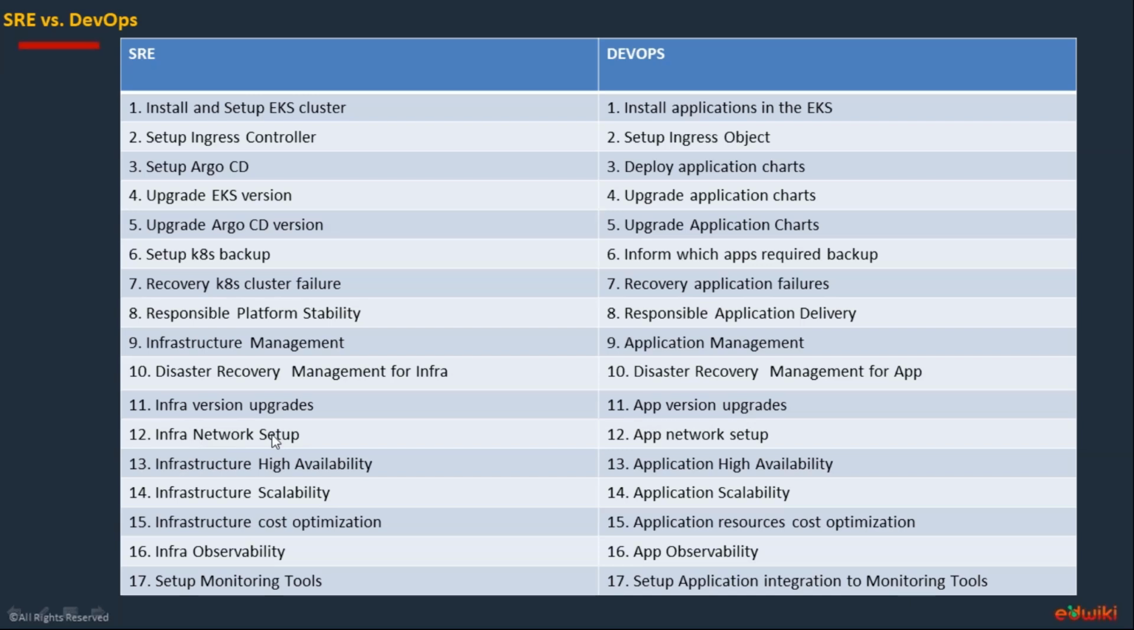Let's say the infrastructure network setup will be done by SRE, like how one EKS cluster is connected to another EKS cluster, how the cluster can connect to AWS, like setting up the Kubernetes RBAC, something like that. How the application running in one AWS account can connect to an application running in another AWS account. That kind of networking is done by SRE.